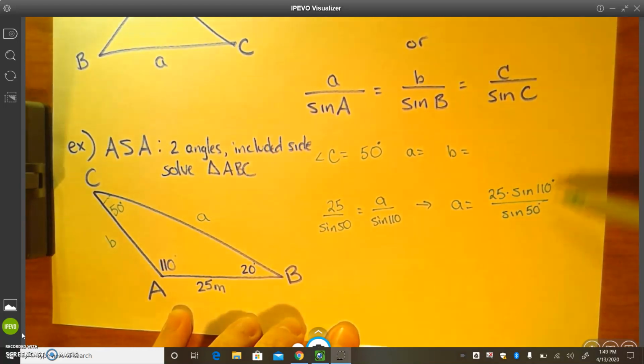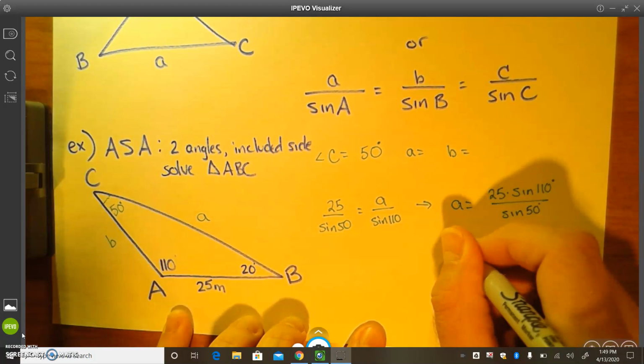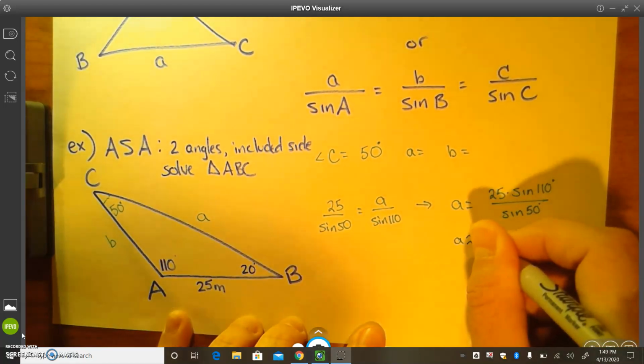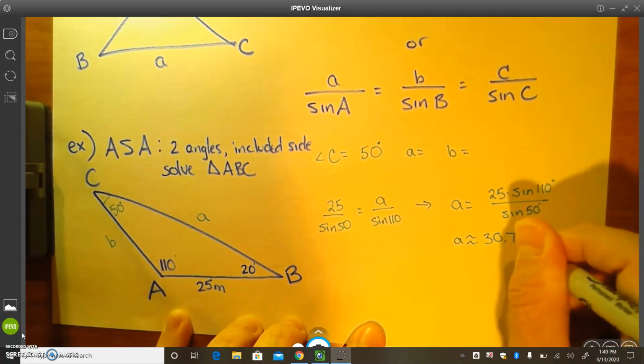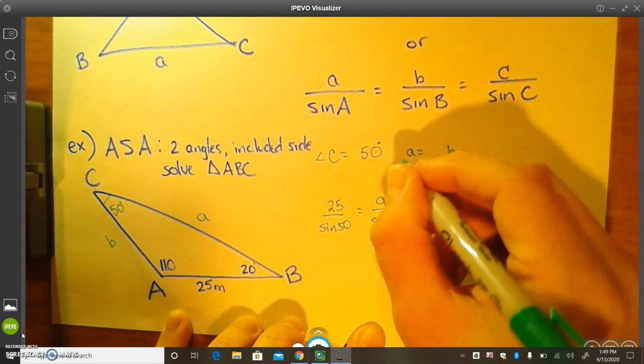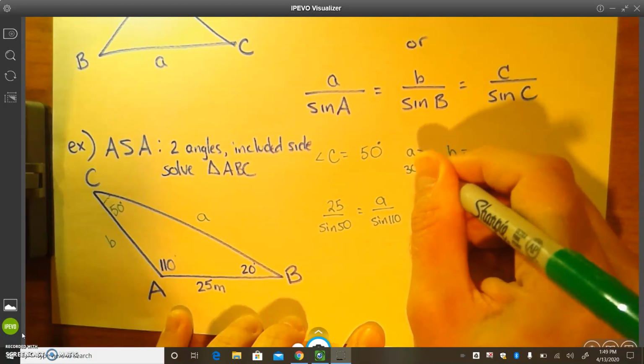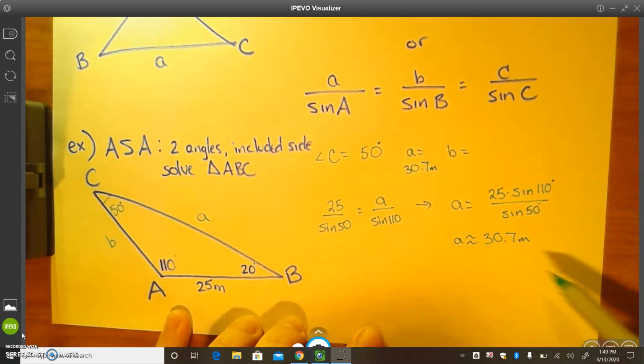Now keep in mind these are degrees, so make sure your calculator is set in the appropriate mode. And of course, this is an open calculator chapter, not that I could stop you anyway from my basement, but making sure you're in the right mode, and we're going to do this quite a bit. I'm getting about 30.7 meters. So 30.7 meters would be side a.